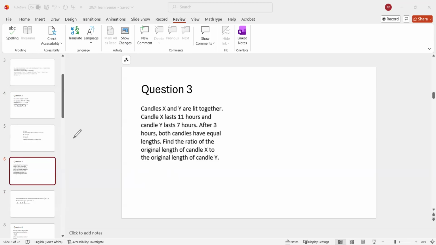All right, let's draw candle X and candle Y. We don't know what the original lengths are, so we can call them, well, let's call them x and y. This is candle X, so we'll call them little x and little y. So we are letting x and y be the original lengths. So we need to find x and y.